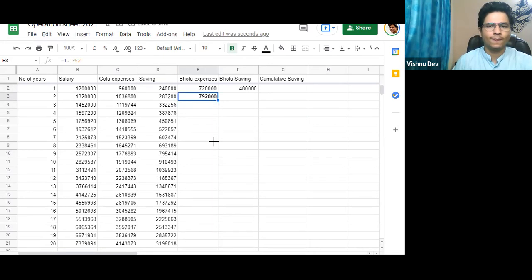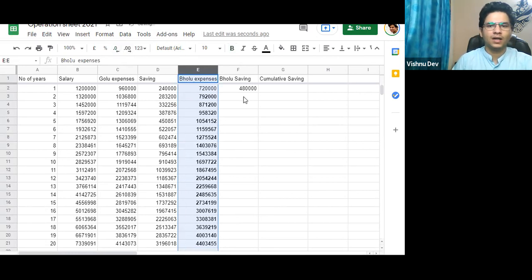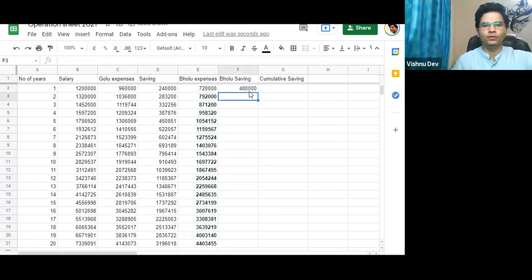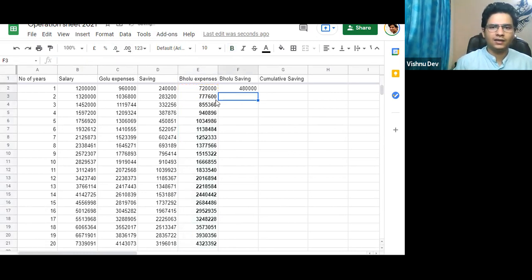So it will become this. Now this is the expenses of Bholu. Bholu's expenses. What about saving? Obviously, the saving of Bholu would be what? Sorry, I multiplied a wrong factor. I multiplied 1.1, but this is expenses now. So expenses will be 8%. Sorry, I multiplied the wrong factor. Now it is correct. ठीक है.